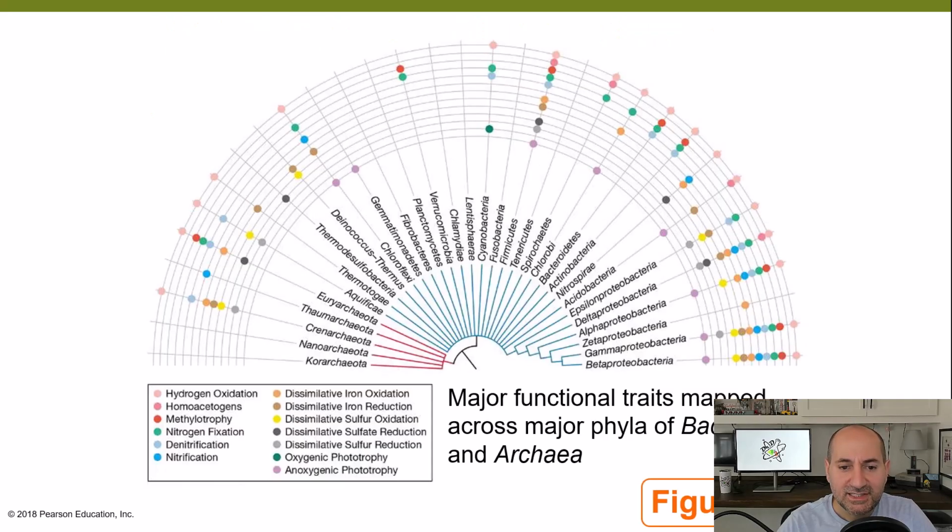Here you can see major phyla. These are different phyla of prokaryotes. In red, you have the archaea, and in blue, you have the bacteria. And notice that this is a nice little diagram depicting different functions that the various phyla of bacteria and archaea possess.